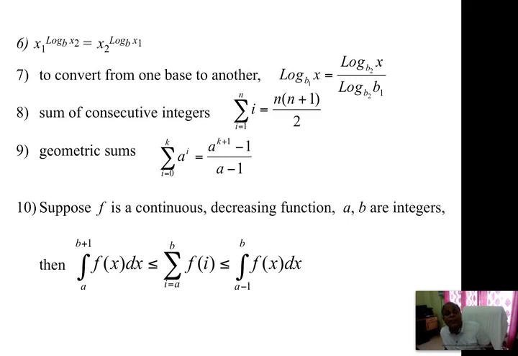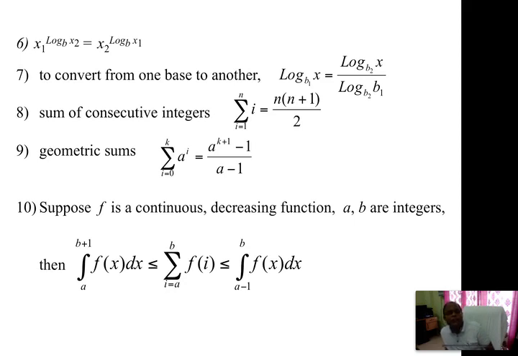Another, the 7th rule, is log x base b1 is equal to log x base b2 divided by log b1 base b2. This formula you also know.